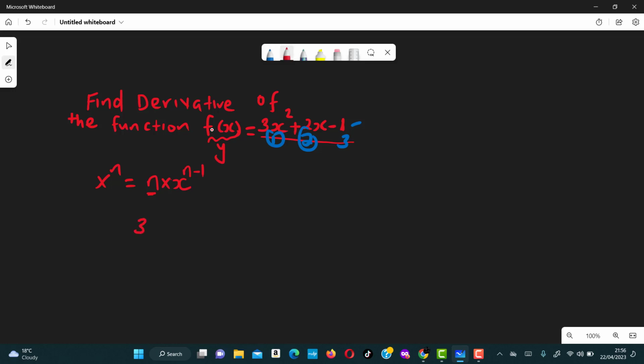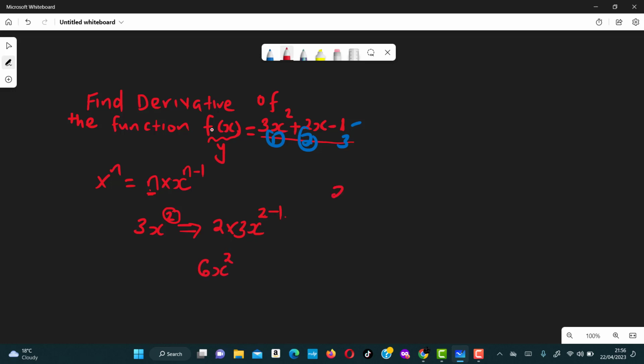which is 3x squared. The derivative of this will be, we take n, in this case our n is 2, so we take 2 multiplied by 3 and then reduce the power of x by 1. This will give us 6x raised to the power of 1.